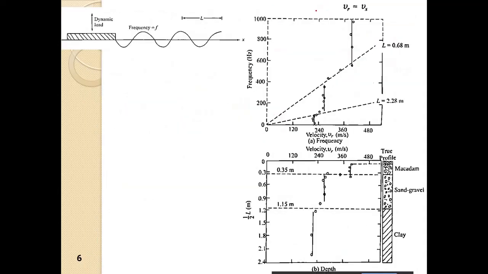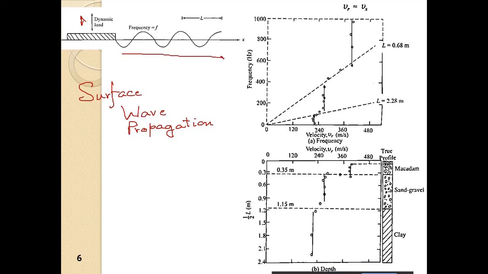Then apart from that, a surface wave propagation test was also done. So basically we have a dynamic load here, and the travel time is noted. A particular frequency is applied, and we have a particular wavelength, and we note the time. We measure the shear wave velocity basically.